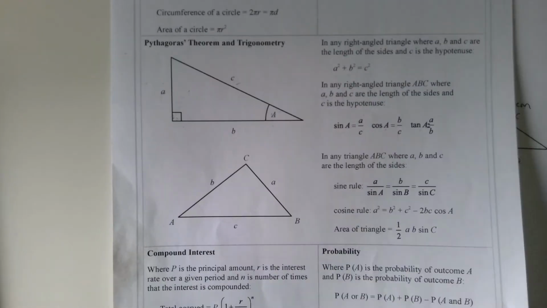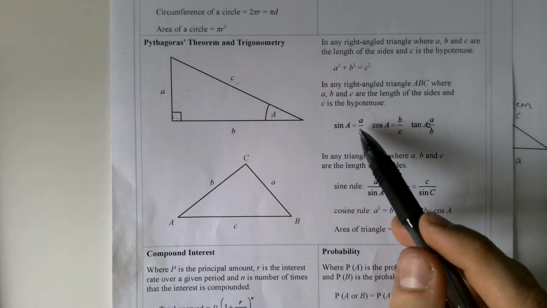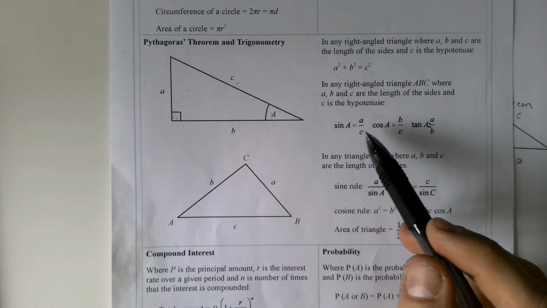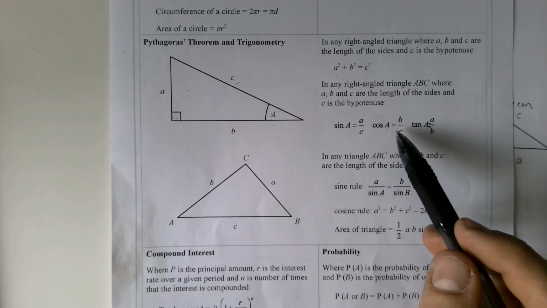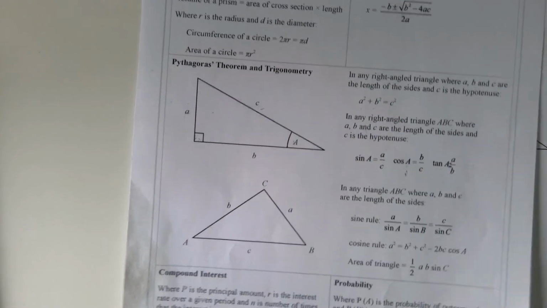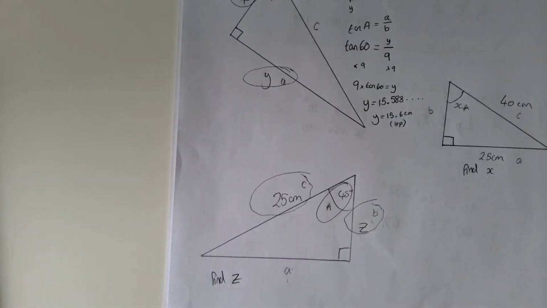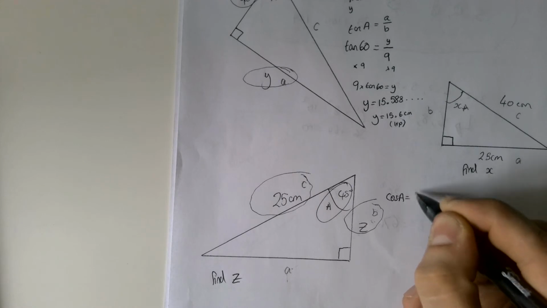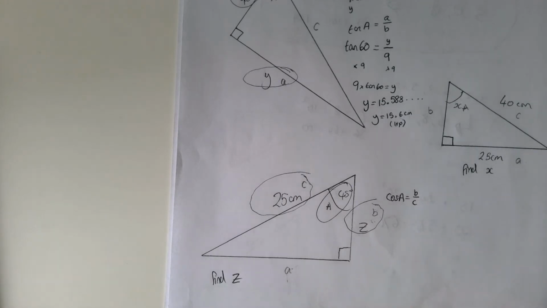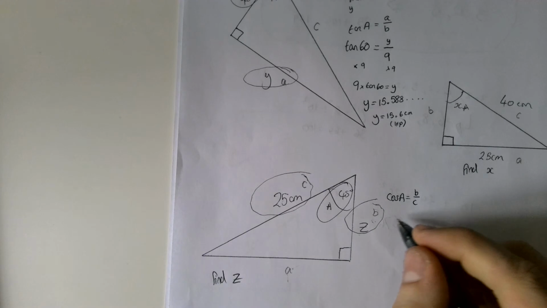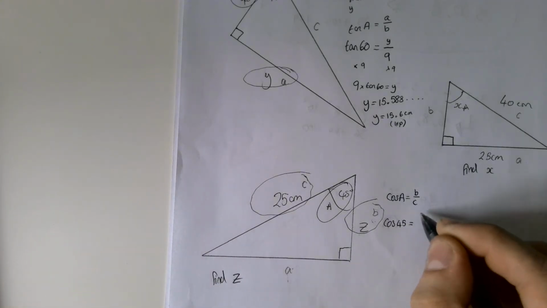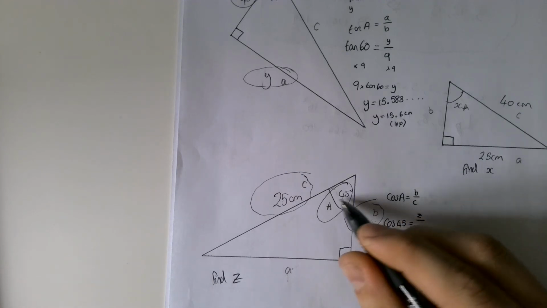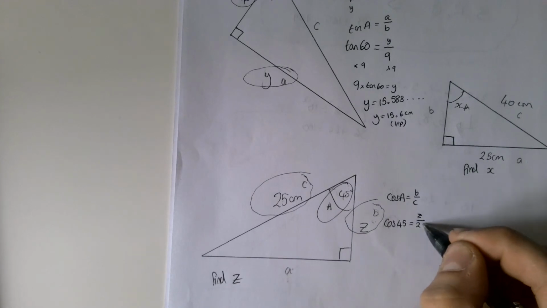So I want to find a relationship that links B and C. Let's have a look at our three equations. So sine A is A over C, don't want that, doesn't involve B. Cos A equals B over C. Right, that sounds good to me. We're going to use cos A equals B over C, because I've got B and because I've got C. So cos 45 equals, well, what's B? It's going to be Z. What's C? It's going to be 25.